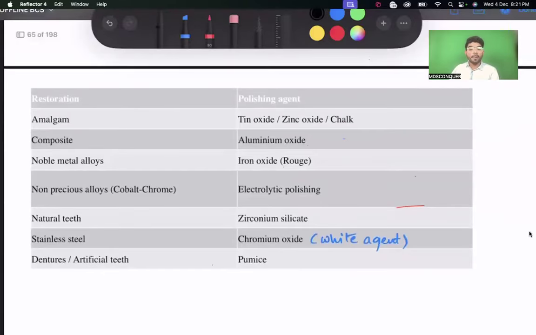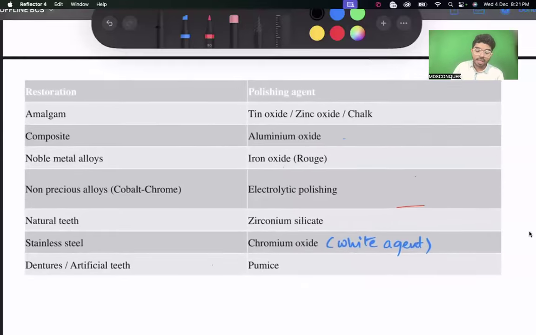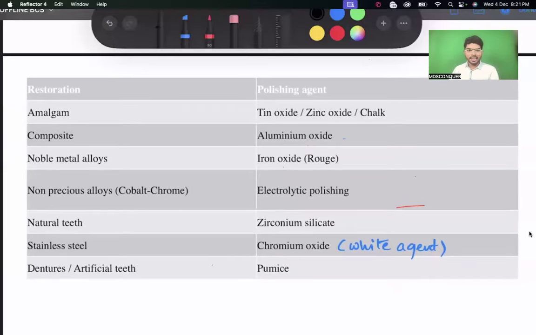Then comes finishing and polishing, which is important. Even last year, in 2024 NEET, you had a question on finishing and polishing. So these are the polishing agents that are regularly used for different materials. Please do make a note of it, very, very important from the examination point of view. I'll focus on the questions which were given previously.